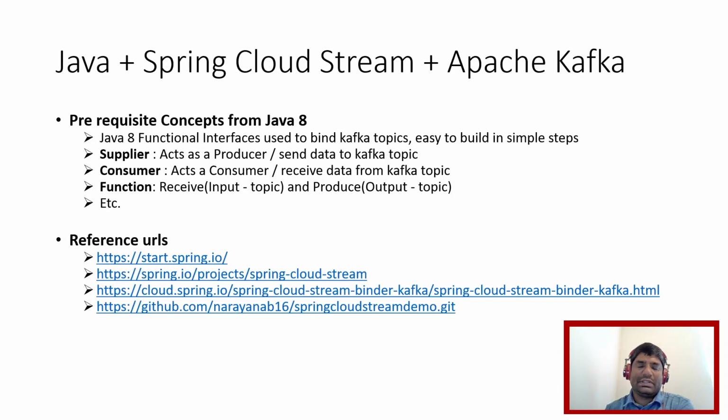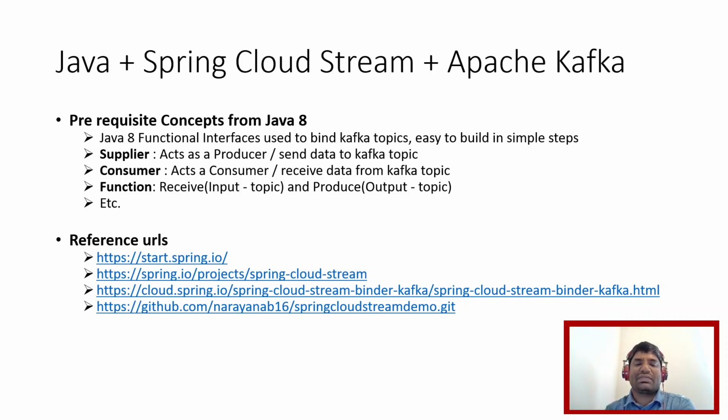As I said, Java 8 is mandatory. Why? Because Spring Cloud Stream now uses functional interfaces mapped to the bindings. That's the reason I was explaining Java 8 is mandatory for this application development. You might have heard of and used Java functional interface concepts. Supplier is basically used to send a message in this particular use case, or it can act as a producer.